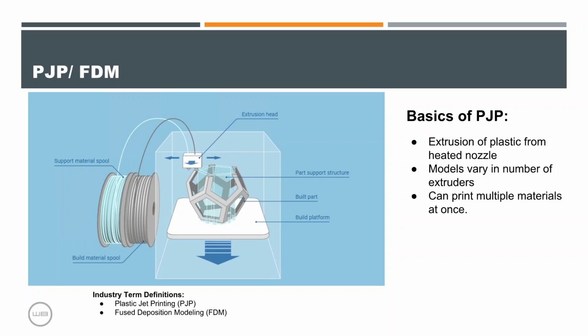So in general terms, the way plastic jet printing works is it gets a spool of a plastic and then extrudes it through a heated nozzle. The number of nozzles vary depending on the manufacturer or model that you choose. I've seen as many as 3 extruders. There could be some models with more. I'm not sure. The market's so large now that it's hard to keep up.